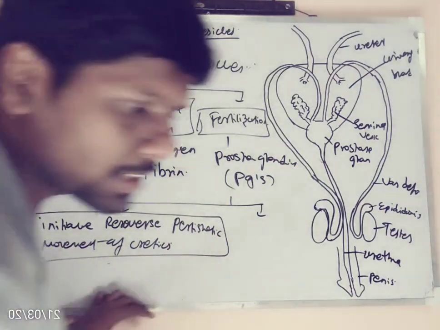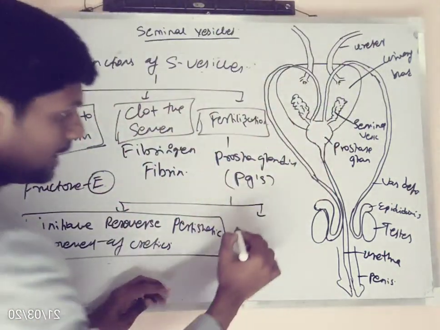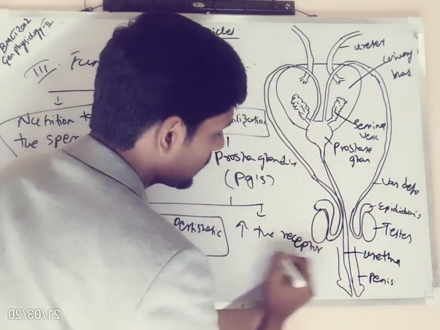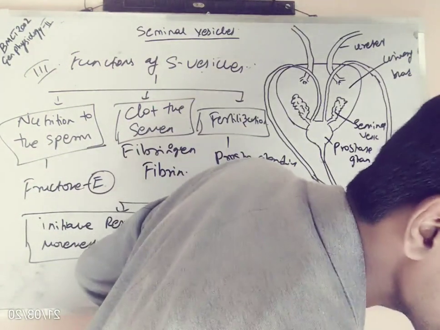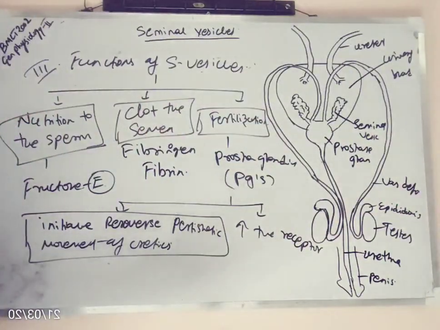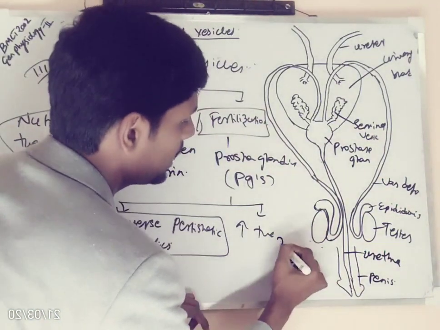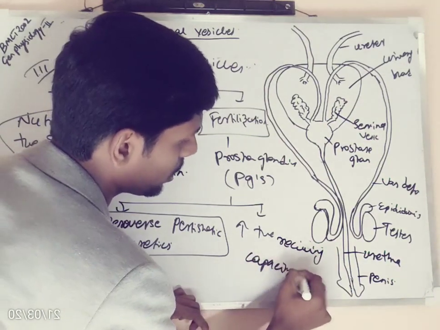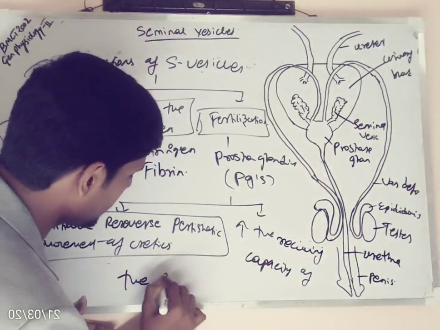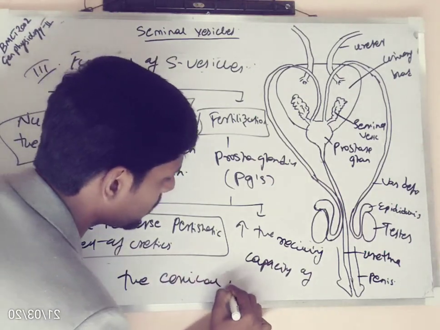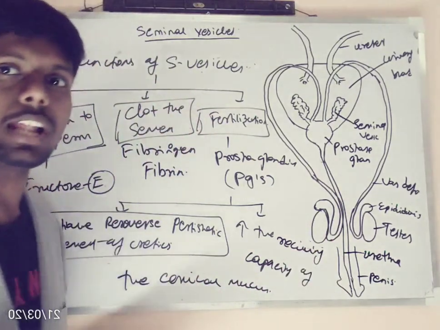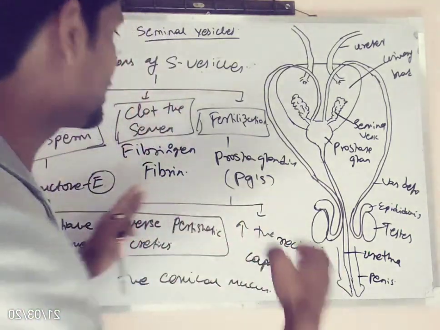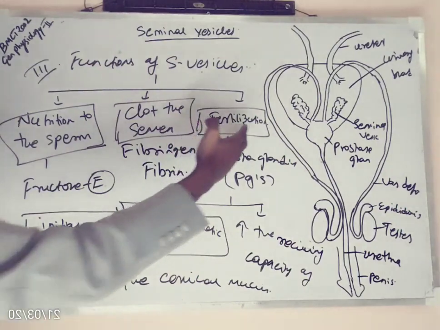And the other important function is they will increase the receiving capacity of the cervical mucus. So prostaglandins will enhance the mucus to absorb more. That's it. So these are the two important functions in fertilization.